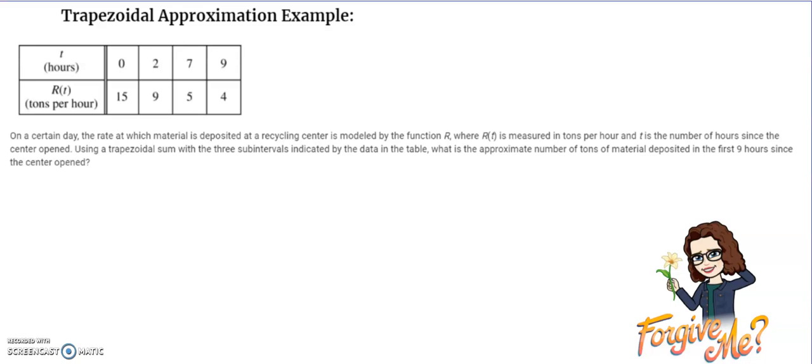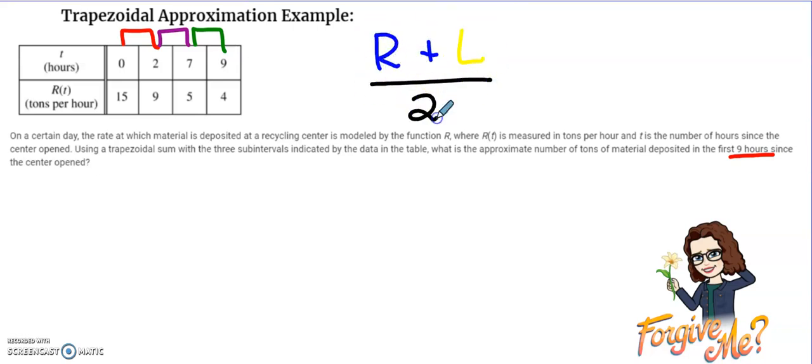All right, a trapezoid approximation. On a certain day, here we have a rate, something with a recycling center. Use a trapezoidal sum with the 3 subintervals to approximate the number of tons in the first 9 hours since the center opened. So for our trapezoids, here's 1 trapezoid, here's 2 trapezoids, here's 3 trapezoids. And remember, we're going to do a right-hand sum plus a left-hand sum and divide by 2. So go ahead and try that for yourself, and let's see what we get.